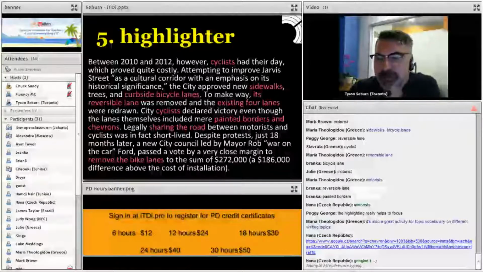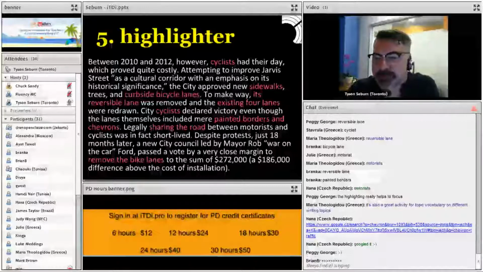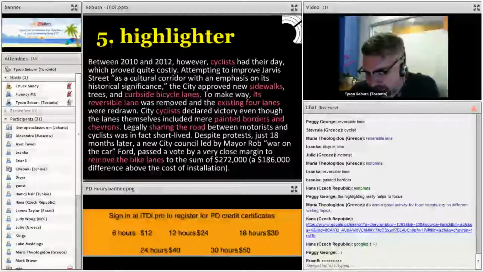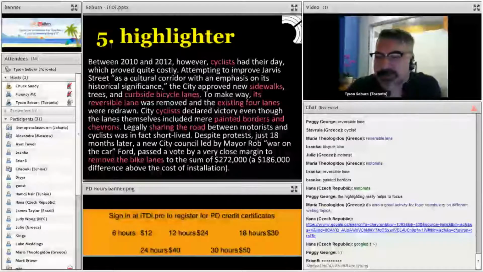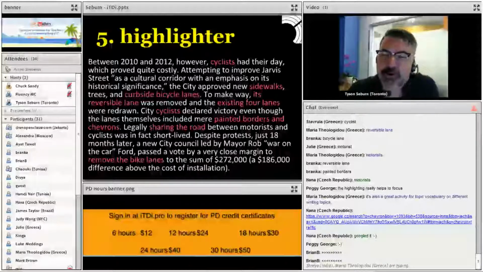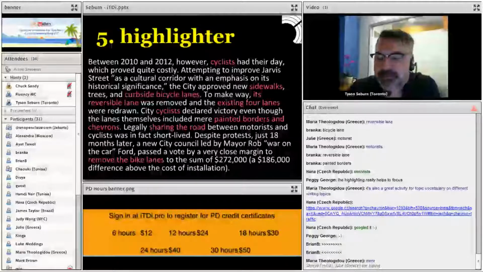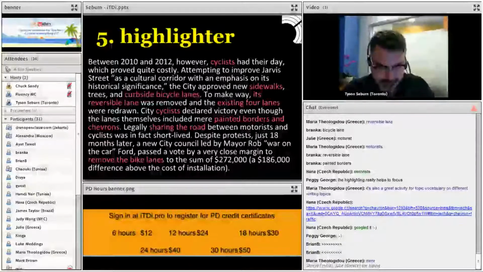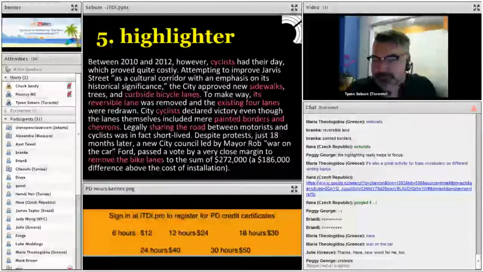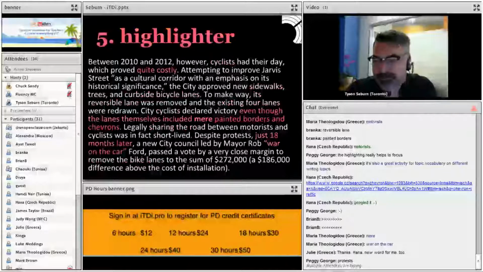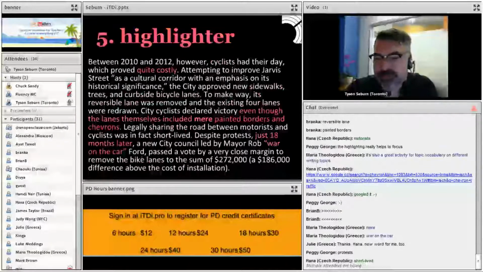And this time we're trying to identify words and phrases that give off the author's opinion a little bit. But, you know, you might kind of overlook it. So is there anything in this text that shows how the author feels about what's happened to Jarvis? Can you identify anything from there? What shows their attitude? Okay, mirror. Yep, war on the car, protests, for sure.